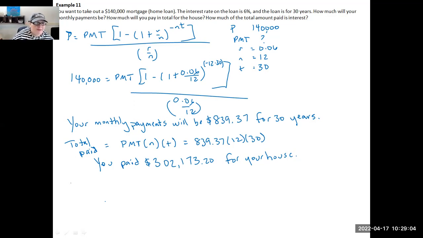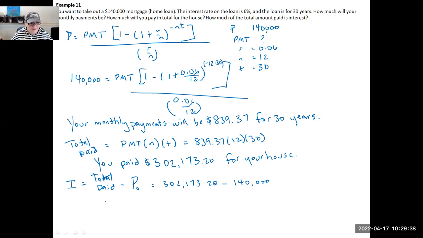That's the total interest. That's your last one. How much of the total amount paid is interest? So the bank fees basically. And the interest is total paid minus the P sub naught for you. So total paid was $302,173.20, and you're going to subtract the $140,000 for the original loan.